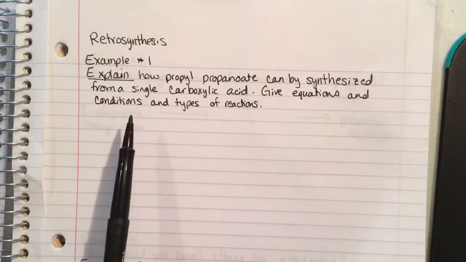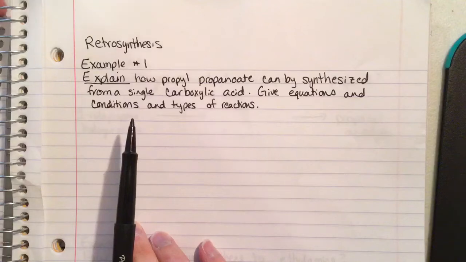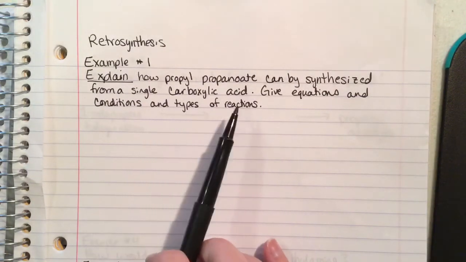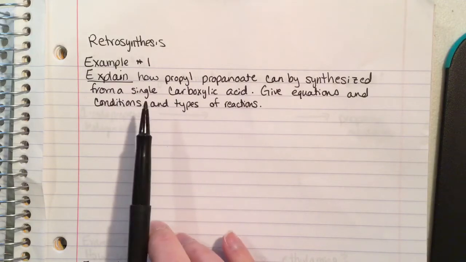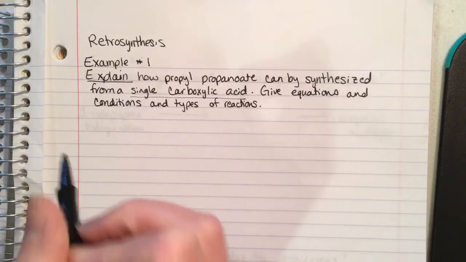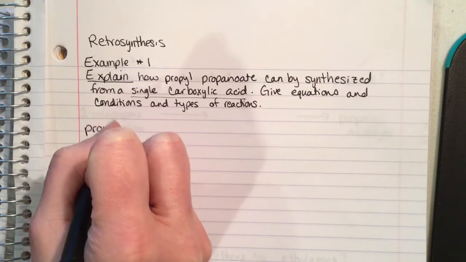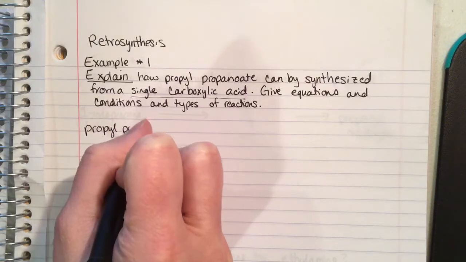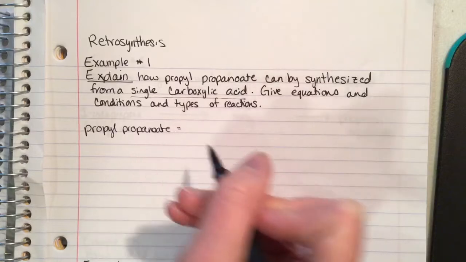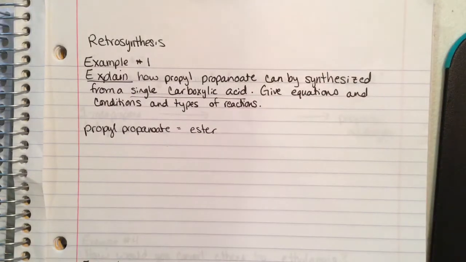So this first one has a single word in it that makes this very, very complicated, and that word is explain. So we're going to explain how to make propylpropanoate from a single carboxylic acid. So I need to know what the heck propylpropanoate is. Well, propylpropanoate is an ester, right?